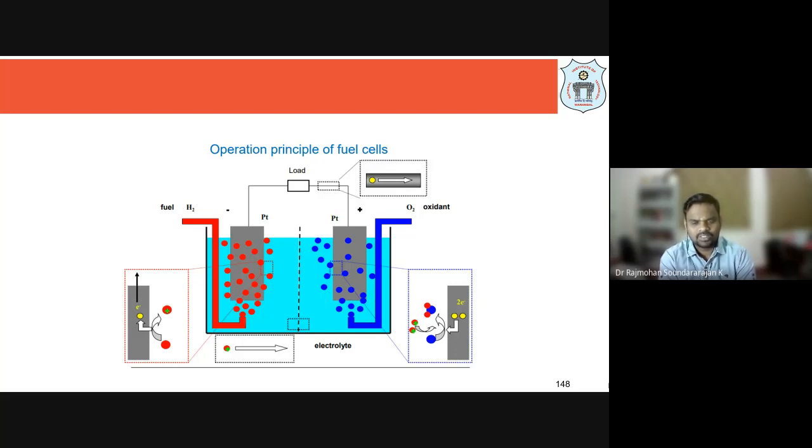So these H plus ions will be moving across the electrolyte and reach the cathode side, where oxygen, H plus ions, and these electrons which are reaching from the external circuit combine to form water. So water is formed as the byproduct. Okay, so that's what is happening in the fuel cell.